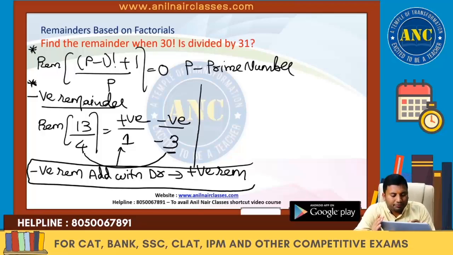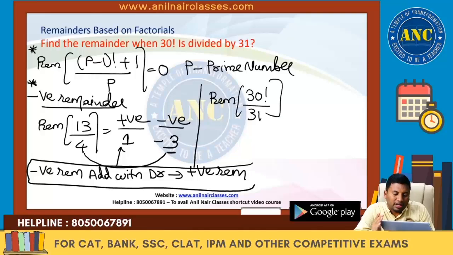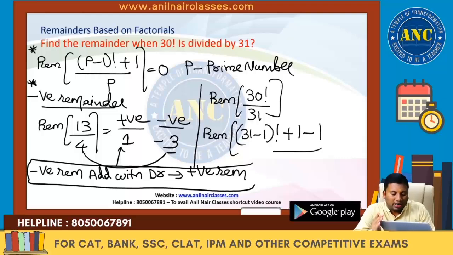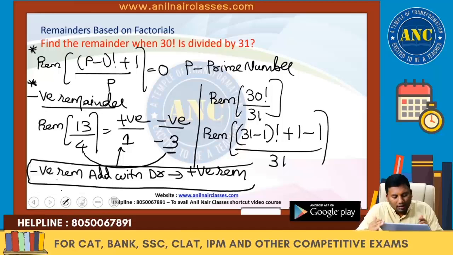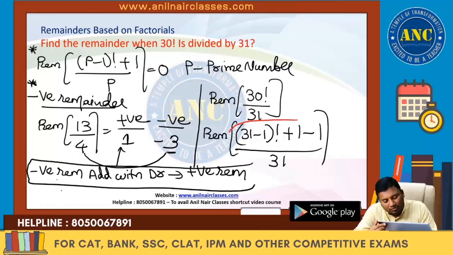First question. Remainder when 30 factorial is divided by 31. This can be written as 30 factorial is 31 minus 1 factorial. I am adding 1 and subtracting 1 when divided by 31. 31 minus 1 factorial plus 1 minus 1. P minus 1 factorial plus 1 when divided by P.